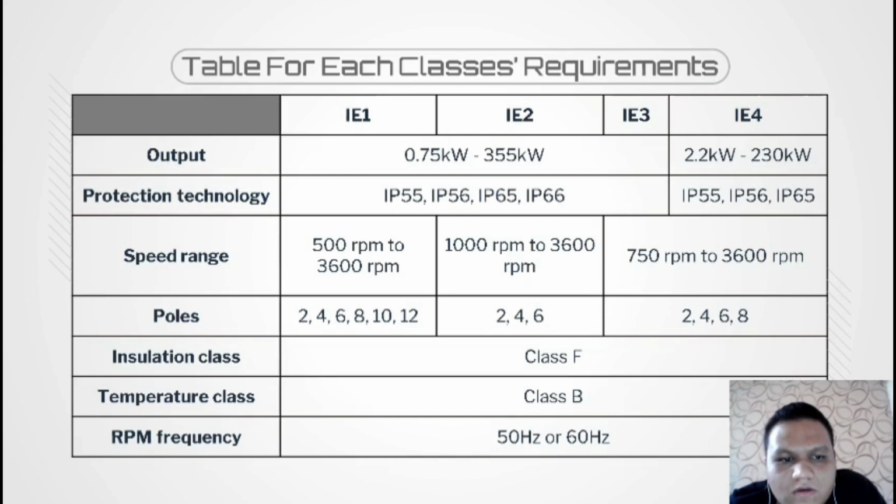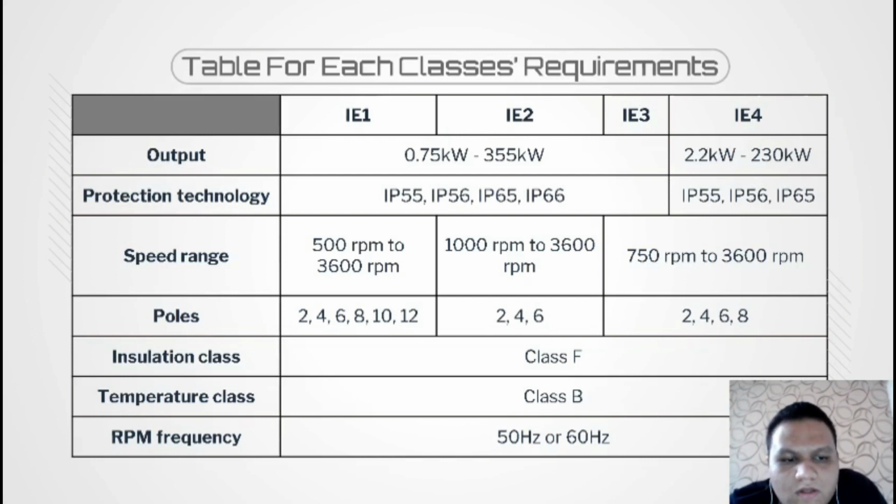The speed range for IE1 is 500 rpm to 3600 rpm. For IE2 it is 1000 rpm to 3600 rpm, and for IE3 and IE4 it is 750 rpm to 3600 rpm. IE1 uses 2, 4, 6, 8, 10 and 12 poles. For IE2, they use 2, 4 and 6 poles, and IE3 and IE4 use 2, 4, 6 and 8 poles.